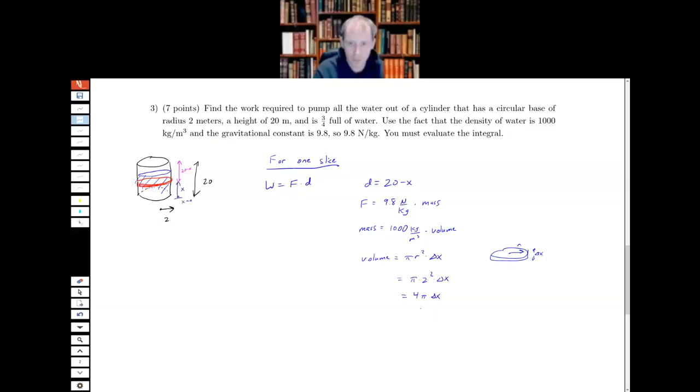So then that's the volume that I plug in here. So here we get 1,000 times 4 pi delta x, or 4,000 pi delta x. Okay, that's the mass, so I plug that in here. We get 9.8 times 4,000 pi delta x, which is 39,200 pi delta x.